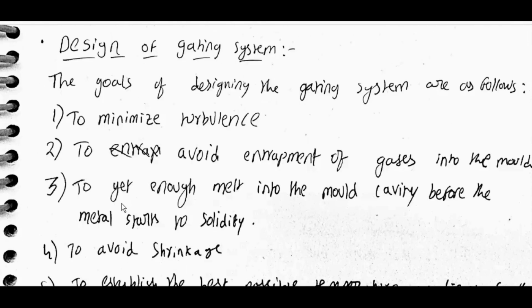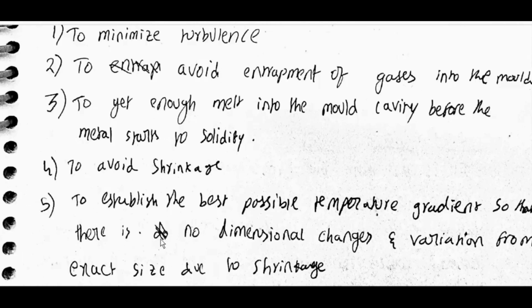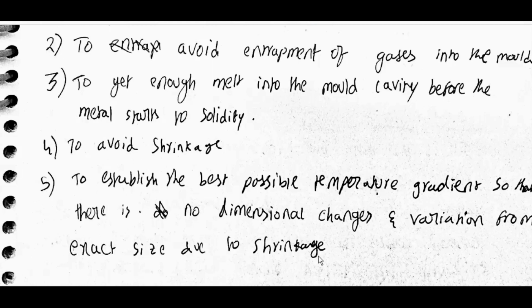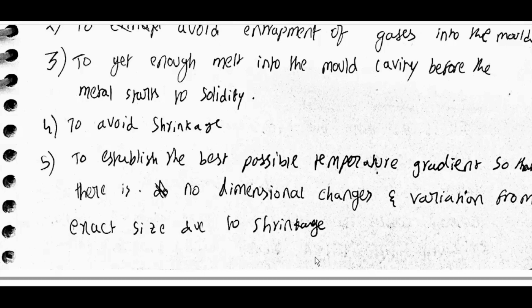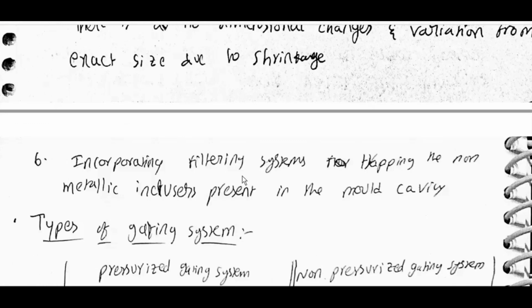Design of gating system. The goals of designing a gating system are as follows: to minimize turbulence, avoid entrapment of gases into the mold, to get enough melt into the mold cavity before the metal starts to solidify, to avoid shrinkage, to establish the best possible temperature gradient so that there are no dimensional changes and variations from exact size due to shrinkage, and incorporating filtering systems for trapping the non-metallic inclusions present in the mold cavity.